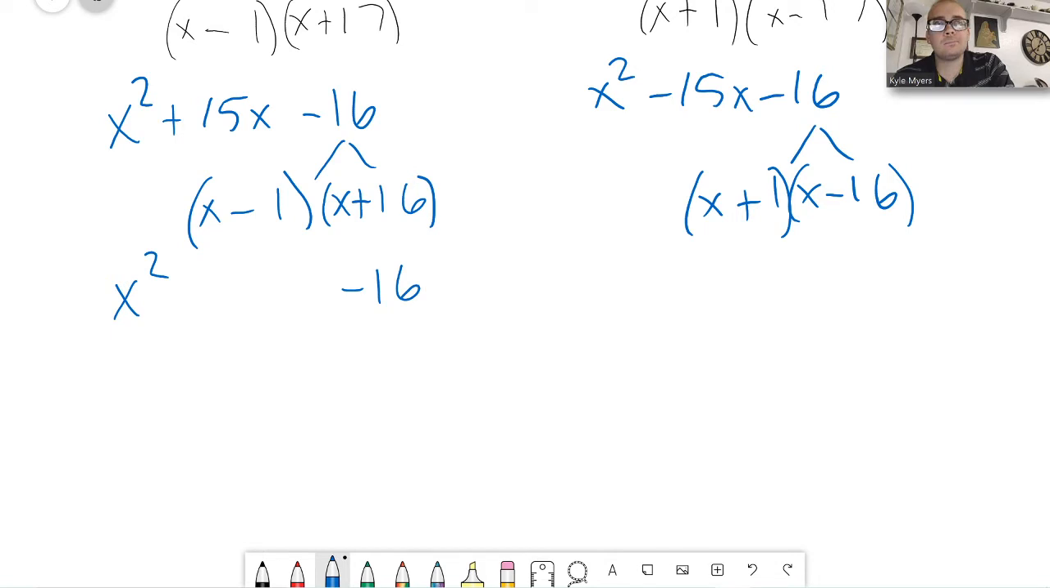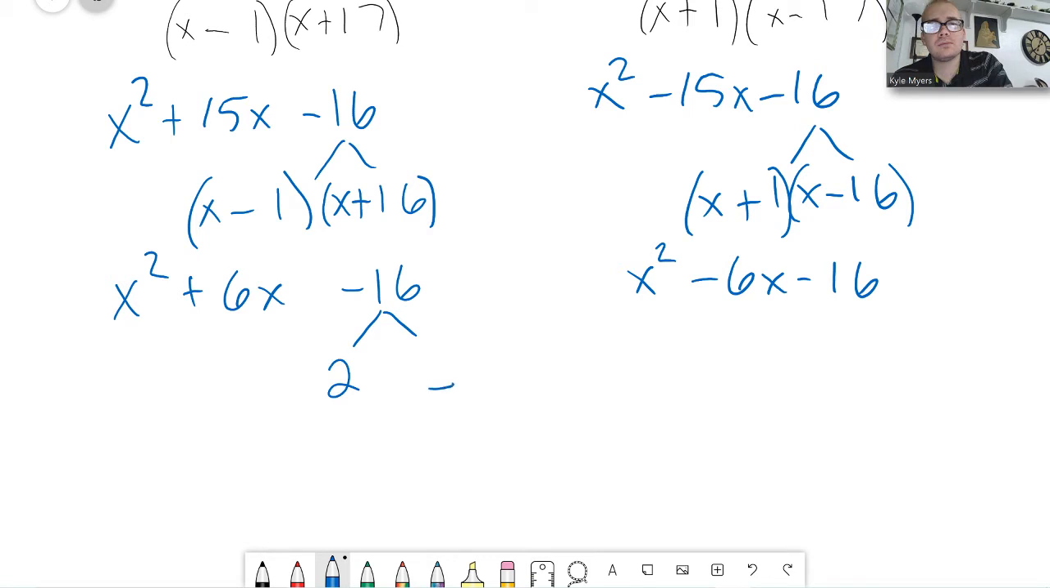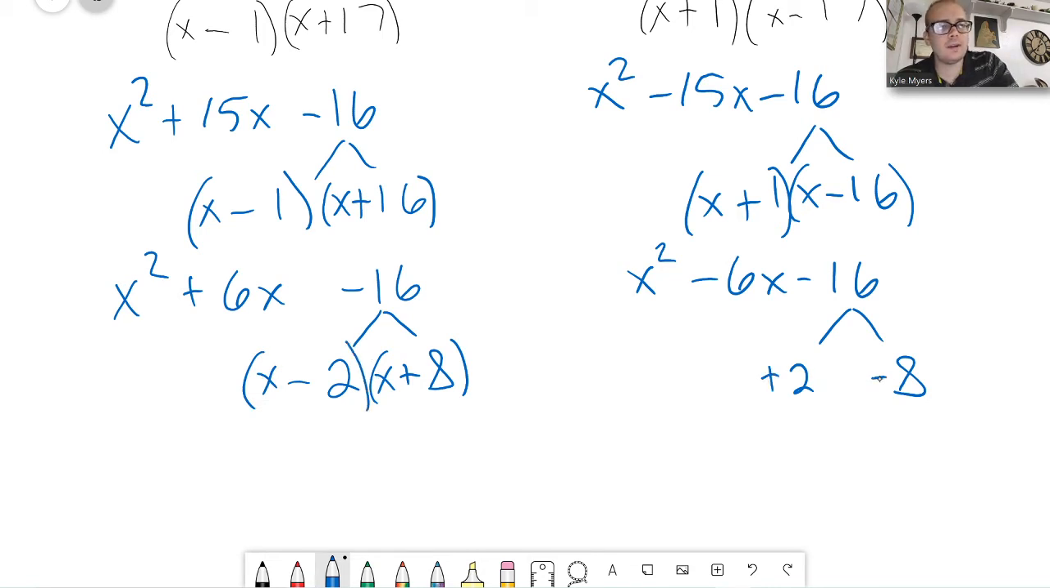So let's see. Plus 6x, x squared minus 6x minus 16. 16 is 8 times 2, or 2 times 8, if I keep the pattern the same here. This would be minus plus. Negative 2 plus 8 is 6. Right, negative 2 plus 8 is 6. And then here we would have plus 2 minus 8. 2 minus 8 is negative 6.